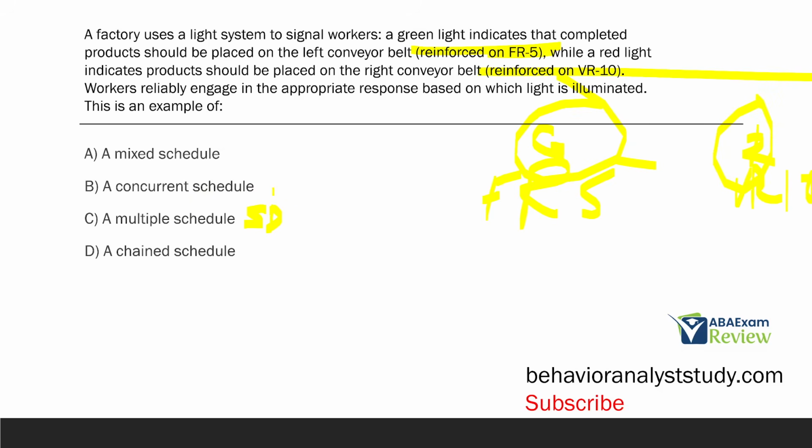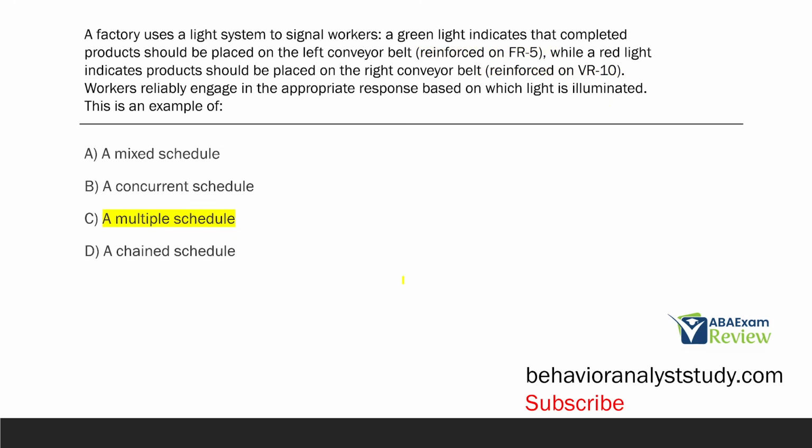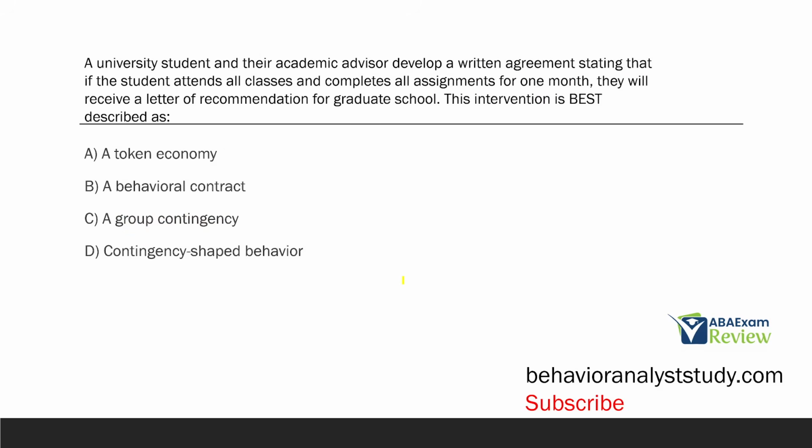Now, the concurrent schedule is what? It's choice. We're choosing schedules, different behaviors. They're not choosing schedules. The light is signaling to them what schedule they need to be engaged in. And then a chain schedule is when we have the schedules going back to back to back. These are rotating or alternating in a semi-random manner. So knowing all of this, this is a multiple schedule, a compound schedule, multiple schedule.